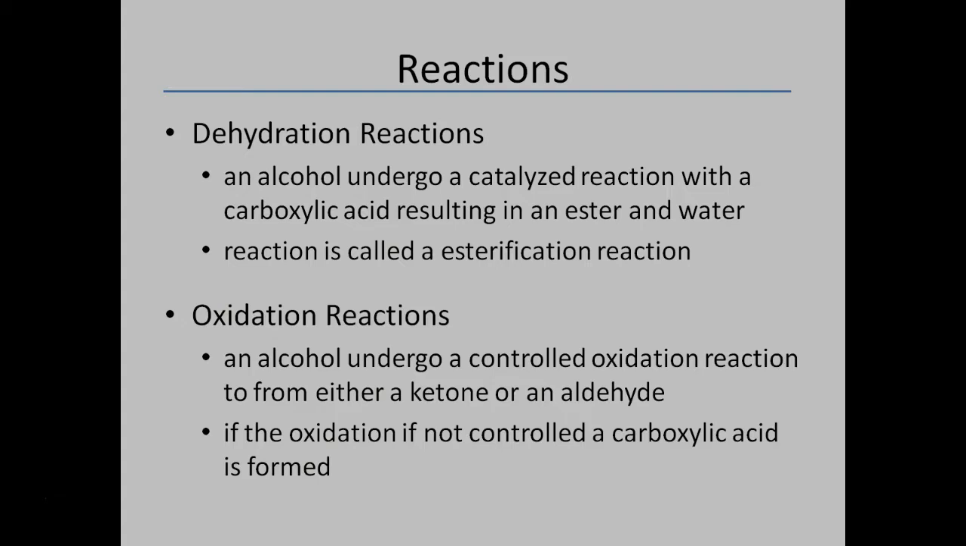Now, another reaction that they can undergo, and we'll talk about this more later, is what we call an oxidation reaction. And if they undergo a controlled oxidation reaction, we can get an alkene, or if it's not controlled, we can go all the way to a carboxylic acid.